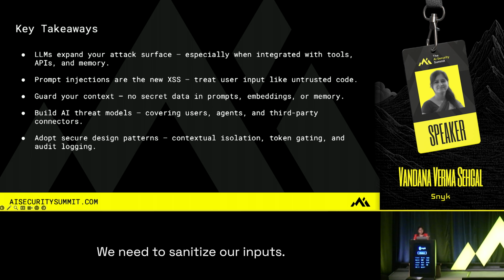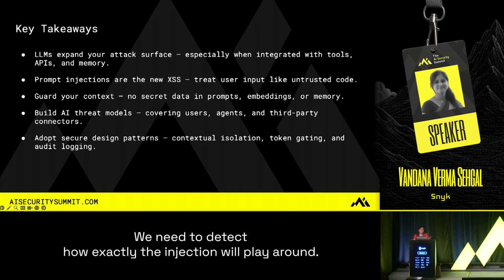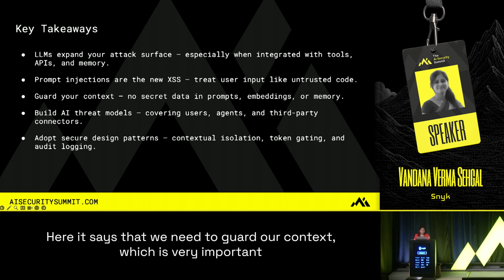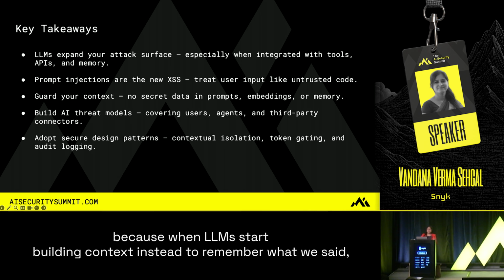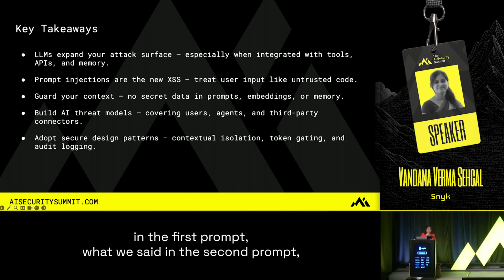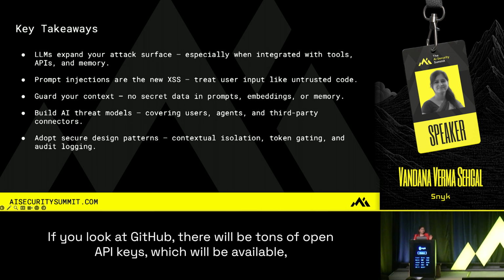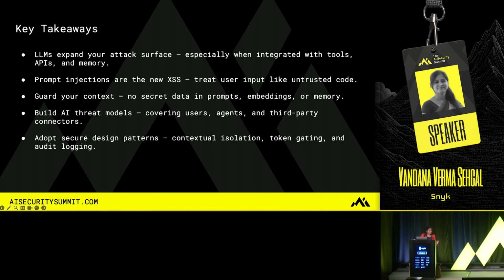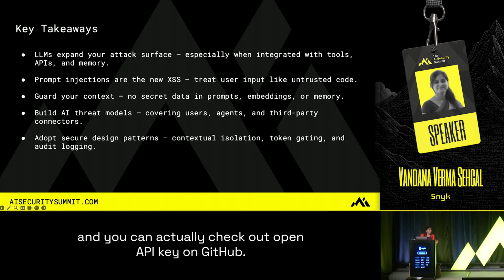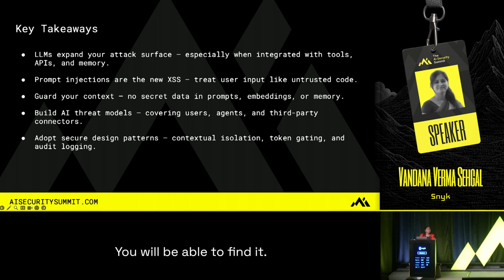We need to sanitize our inputs. We need to detect how exactly the injection will play around. Here it says that we need to guard our context, which is very important. Because when an LLM starts building context, it will tend to remember what we said in the first prompt, what we said in the second prompt. And maybe during one of the prompts, we slipped some passwords, the API keys. If you look at GitHub, there will be tons of open API keys which will be available. You can actually check out open API keys on GitHub. You will be able to find them.